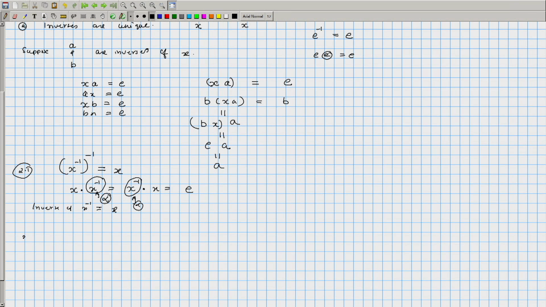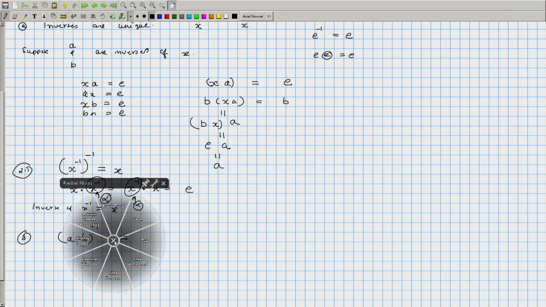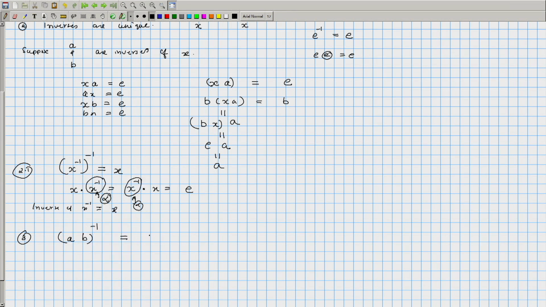The third property of inverses is, if you multiply two elements A and B and take their inverse, that is going to be equal to the product of the inverses, but done in the inverted fashion. So, this will not be equal to A inverse times B inverse unless the group is commutative, but in any case it will be equal to B inverse times A inverse.